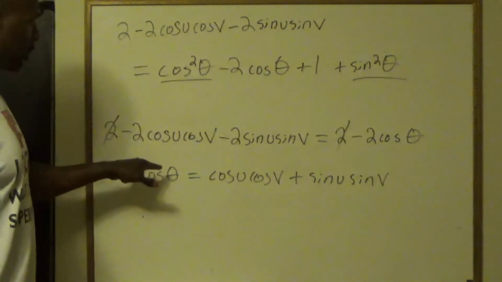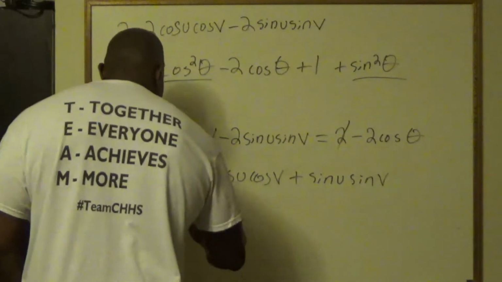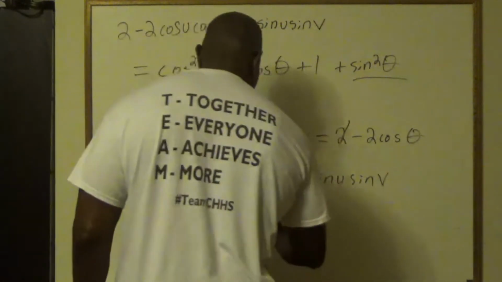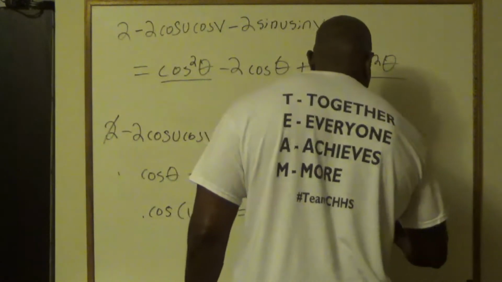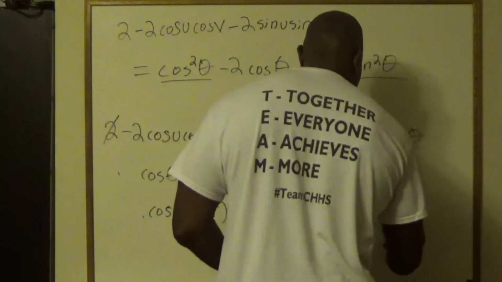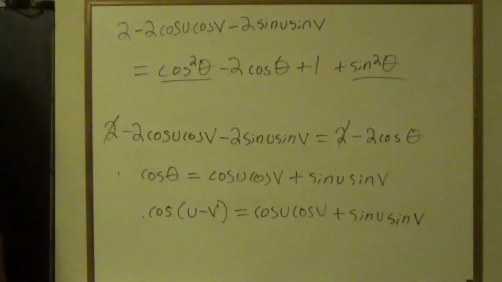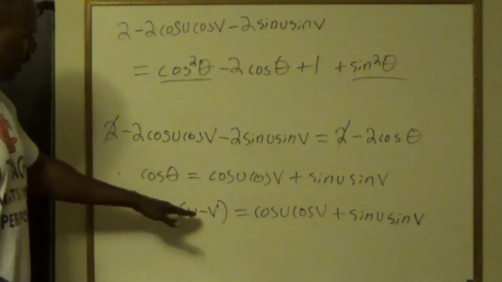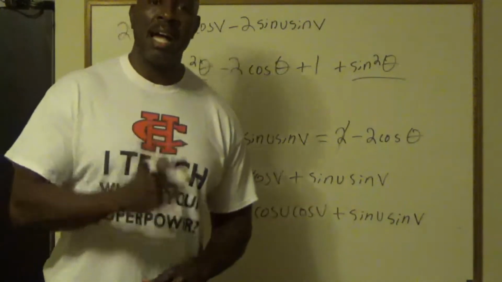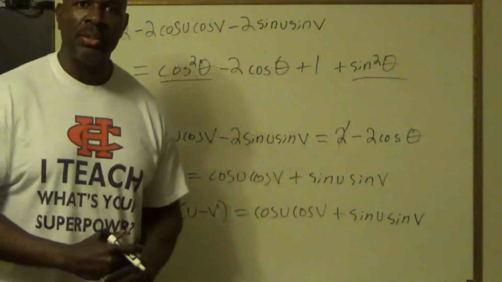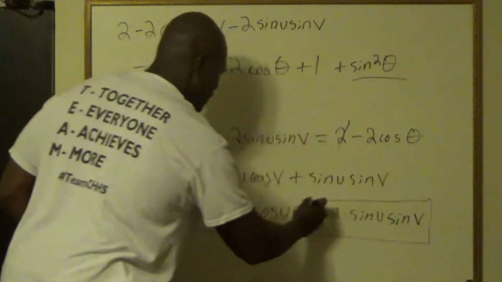And remember what theta equaled. Theta was u minus v. So actually, cosine of u minus v equals cosine u cosine v plus sine u sine v. Okay, and that actually is our first trigonometric sum, well, technically difference, identity: cosine of u minus v is cosine u times cosine v plus sine u times sine v. So we can box this guy. It's ready to be shipped out.